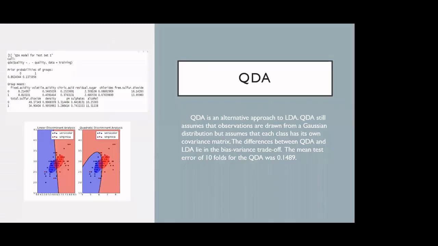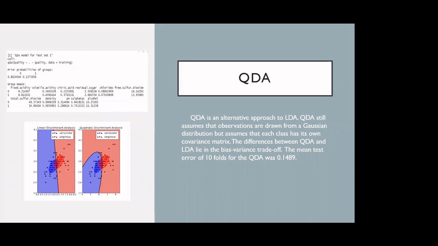The next method was QDA, and QDA is an alternative approach to LDA, and it does some of the similar things, but has a few differences. The main difference is that it assumes that each class has its own covariance matrix, and the decision boundary is more of a quadratic function, as you can see in the graph, which makes it more flexible. The differences between QDA and LDA lie in the bias-variance trade-off.